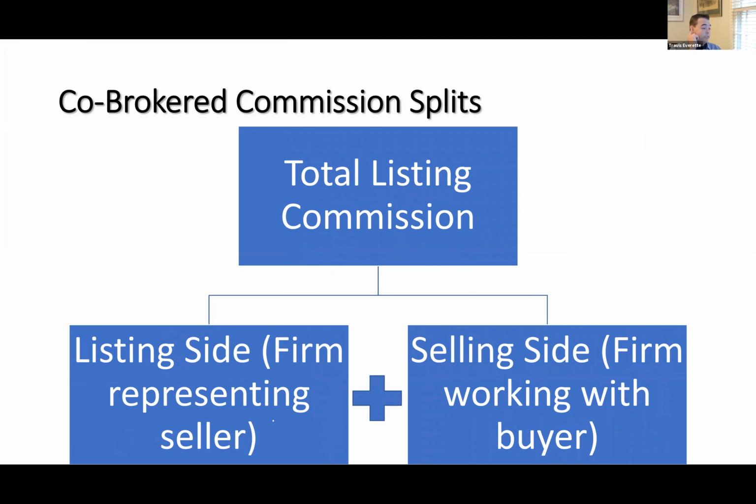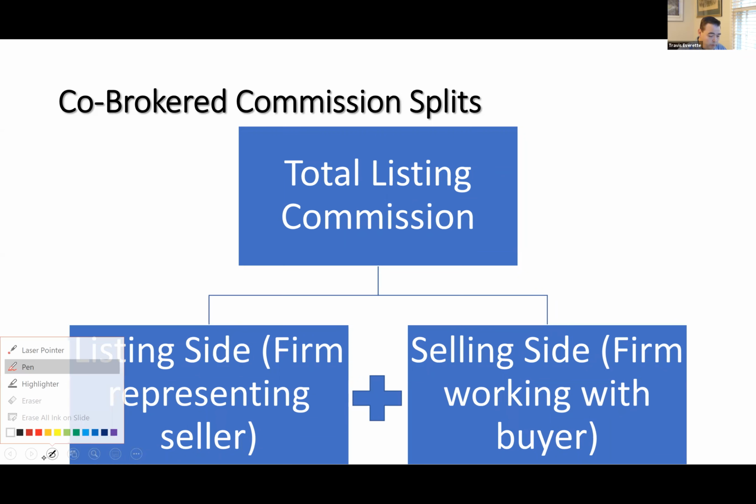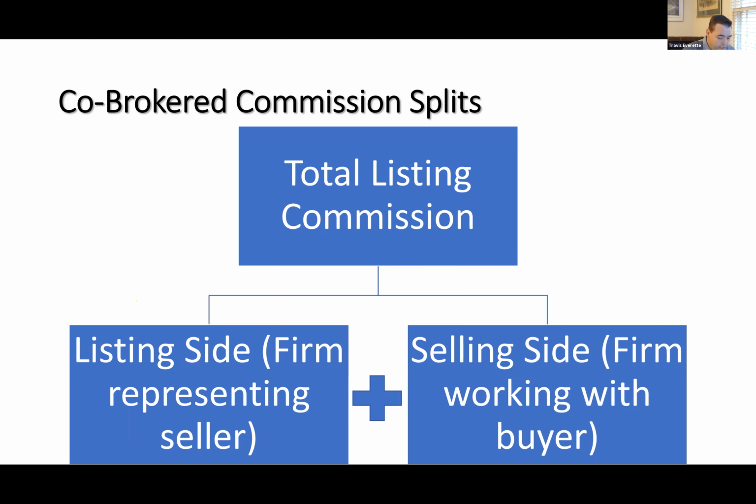So how do we split up those commissions into two pieces, because there are now two firms? Well, the first thing we do is remember the two sides. You have the seller's side of the transaction, and you have the buyer's side of the transaction. Every transaction has those two sides because every transaction takes two people, the seller and the buyer.